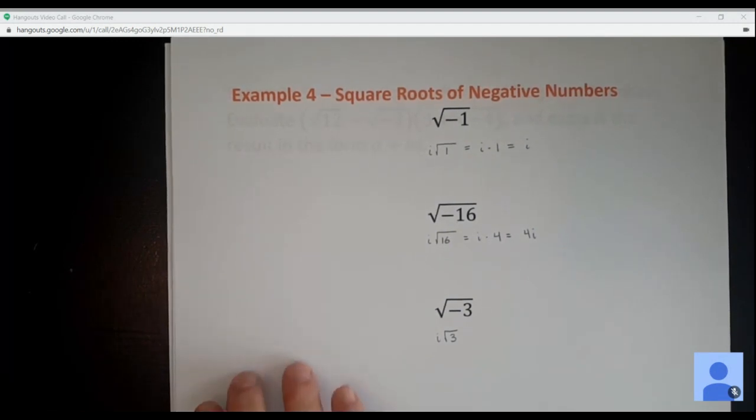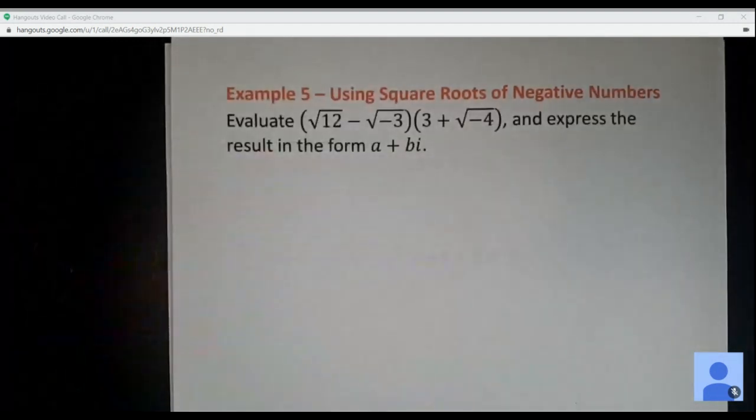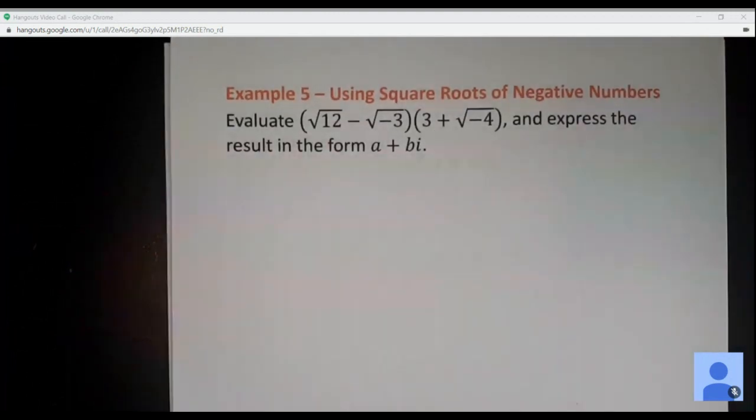All right. Now let's take a look at this one. Okay, so I'll give you a chance to write it down, okay, but we are going to be using FOIL, but then we're going to make sure we put our final answer in a plus bi form.